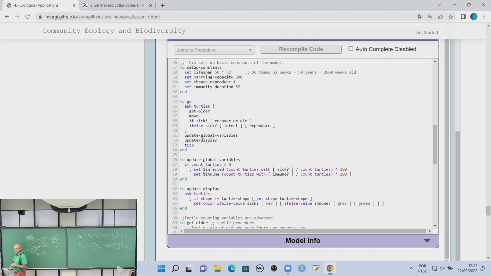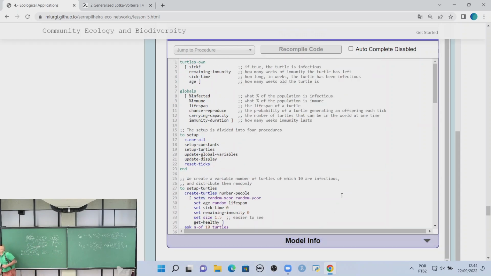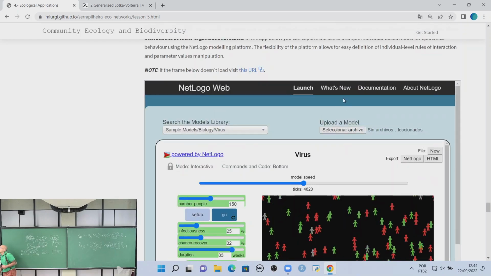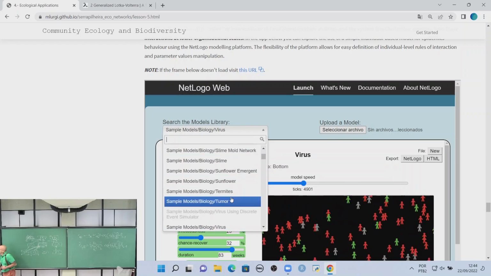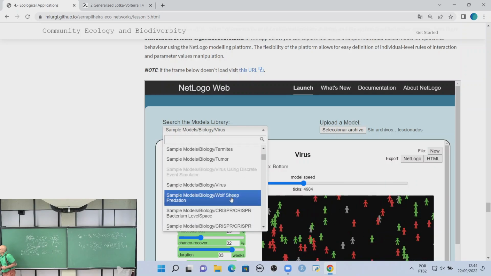But does this model have an ODE that it was based on, or no? I don't know if anybody has looked at that; this is just an example from NetLogo. In here you can actually choose many other examples. If you want to look, for example, at predator-prey dynamics, you can go here and choose sheep and wolf or something like that. Where are sheep and wolves?